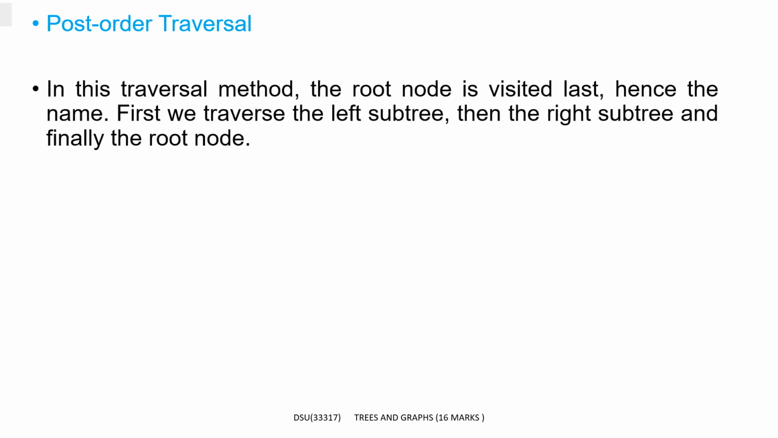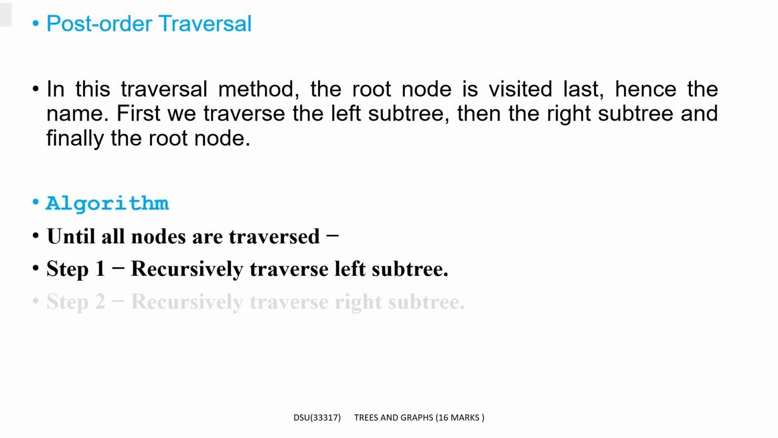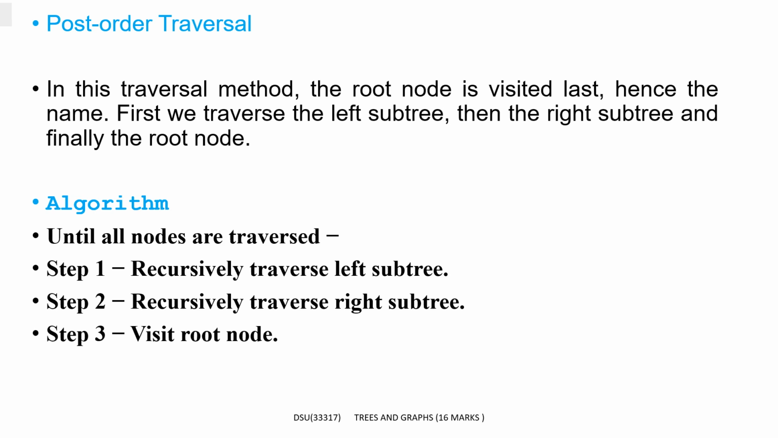Now post-order traversal. In this method, the root node is visited last, hence the name. First we traverse the left subtree, then the right subtree, and finally the root node. Algorithm: until all nodes are traversed, step 1, recursively traverse the left subtree, then the right subtree, and third, visit the root node.